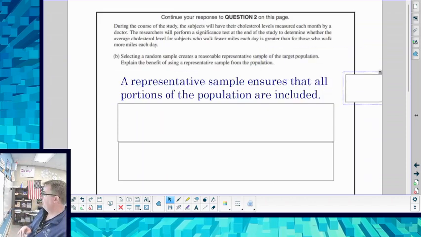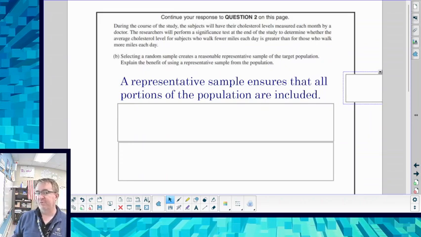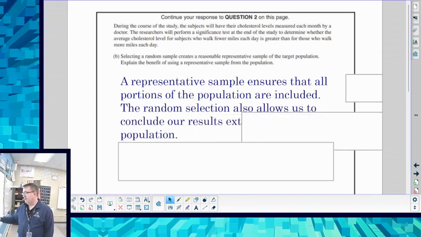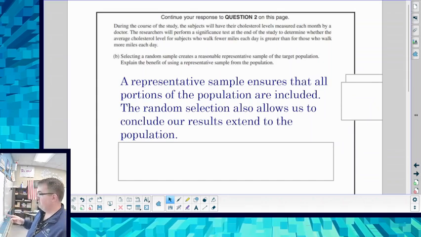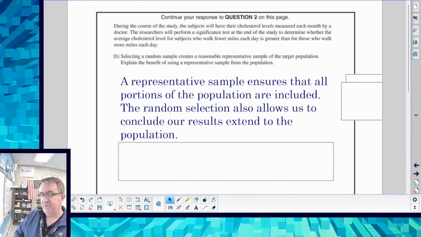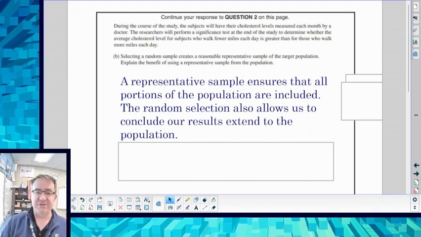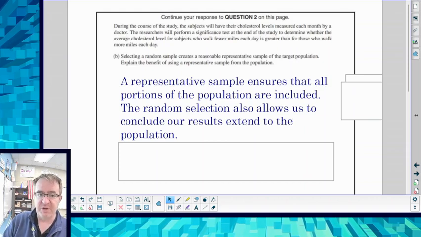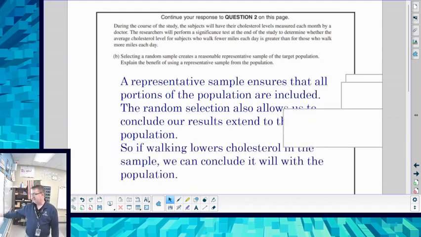So a representative sample ensures that all portions of the population can be represented. So that's the benefit of doing a simple random sample. If you do it, hopefully every part of the population that you need is going to be there. Now, also, the random selection allows you to take whatever we conclude and extend it to the population as a whole. Because you remember, random assignment allows causation, random selection will end up allowing you to extend it to the population from where it was taken.